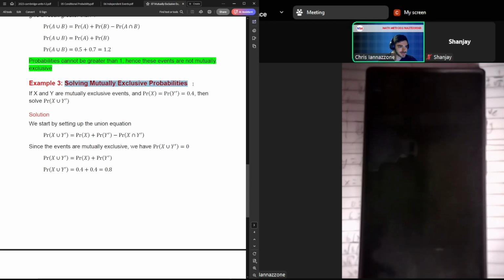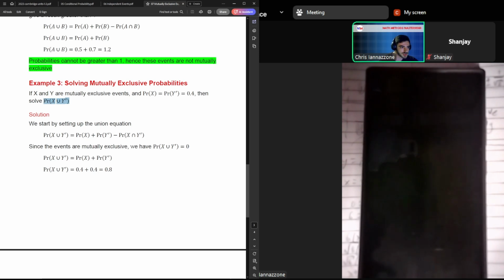Okay. And then as far as how you can solve mutually exclusive events, if you're told your events are mutually exclusive, let's see, I haven't seen this for a little bit. The probability of x is the same as the probability of y dash, so both of those are 0.4, and I want to find the union that we have here.